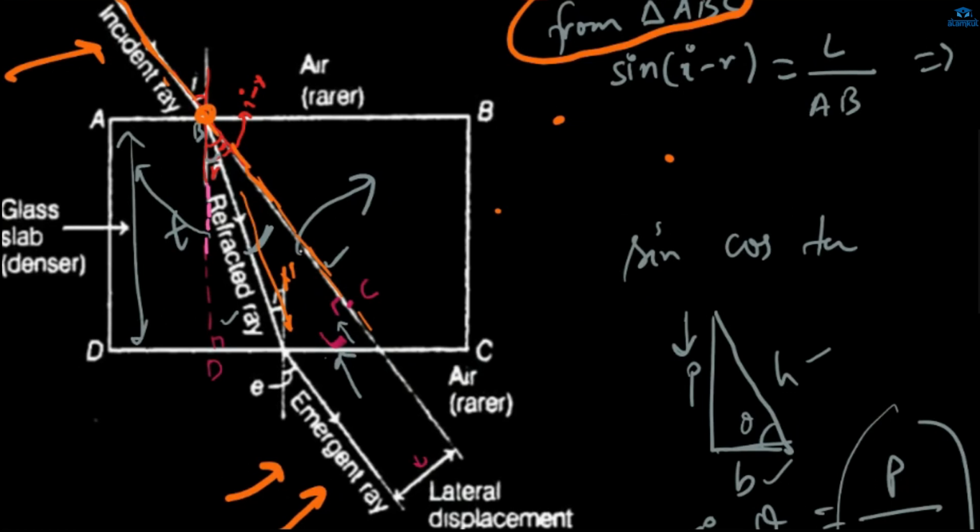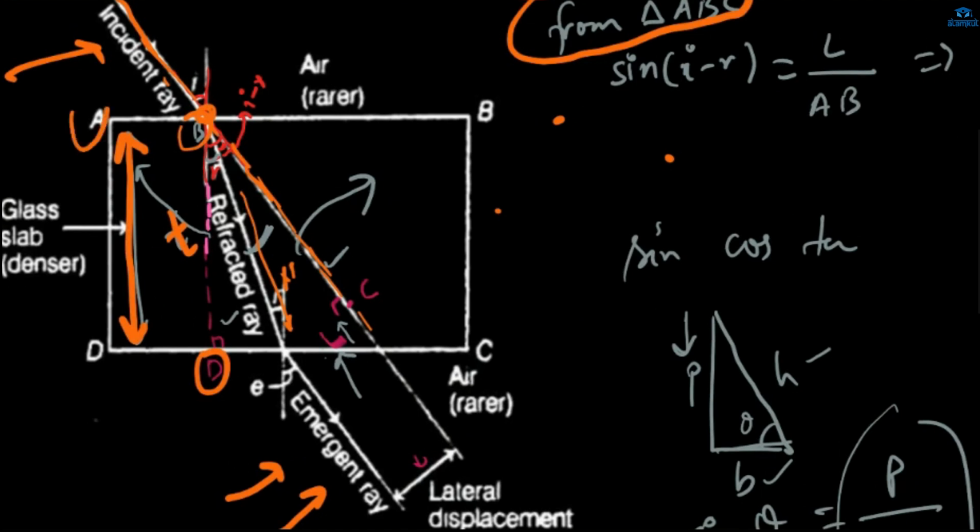T is what? T is the thickness of the glass slab. Okay, this is our thickness. This is the thickness of our glass slab. This is the T. Or you say this BD, this you are seeing as B, and this you are seeing as D. I have just made a perpendicular distance between these two. So this is your T.